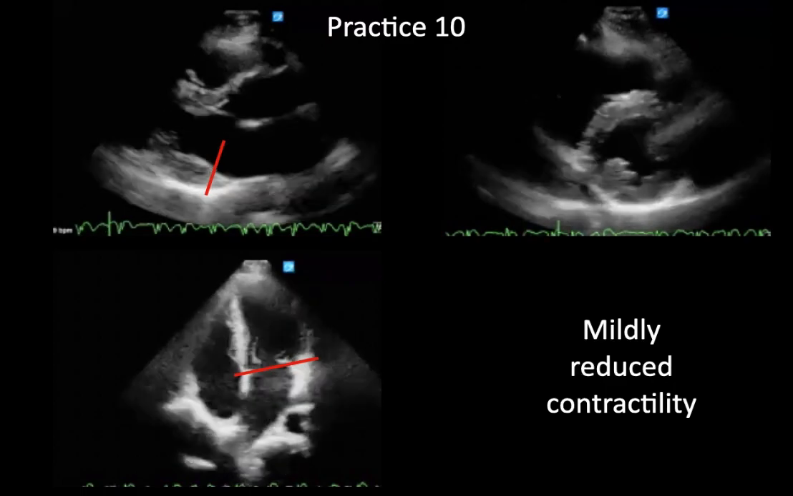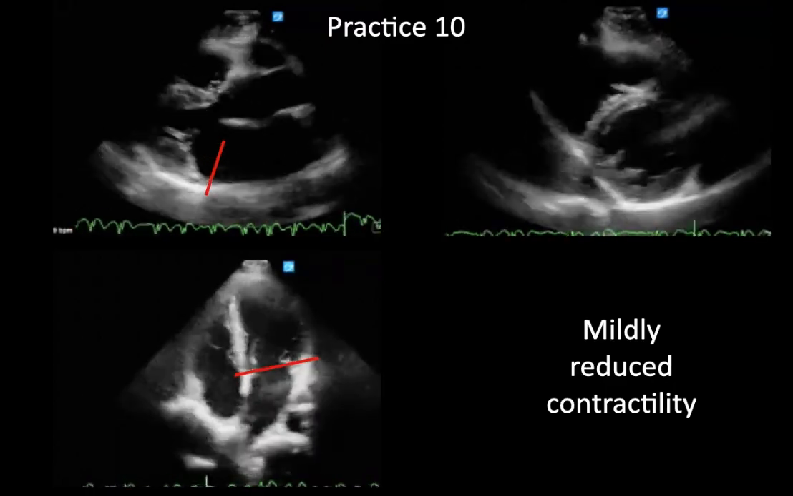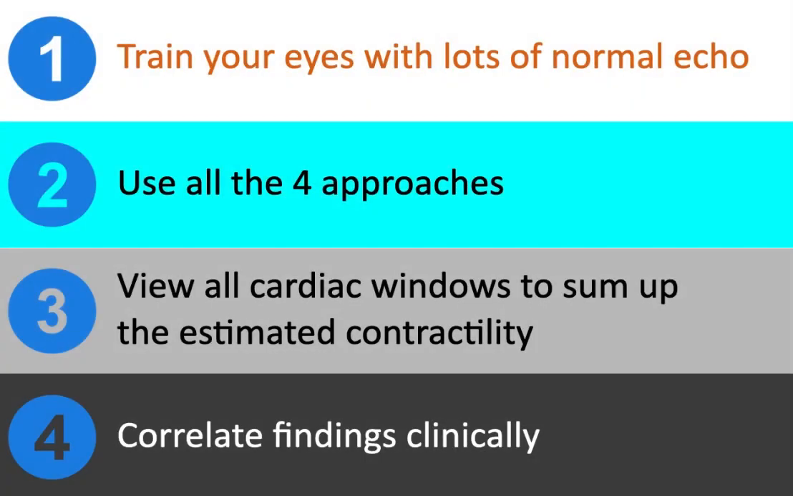The mildly reduced and moderately reduced EF are probably the challenging ones to recognize. The take-home message is to train your eyes with lots of normal contractility and train your eyes to recognize the two ends of the EF spectrum. When you become more expert in those, it makes it easier to rule out normal, hyperdynamic, and the severely reduced EF when you see something that does not fall into any of these three categories.